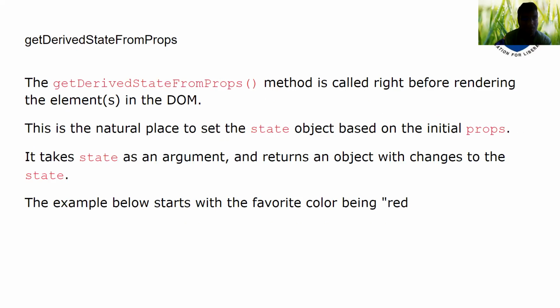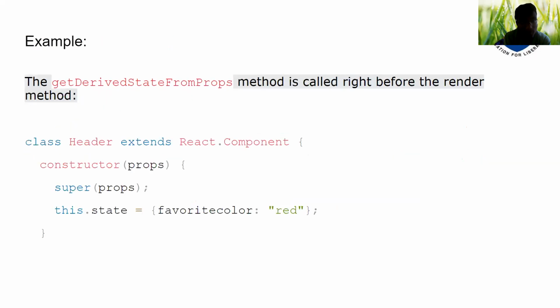getDerivedStateFromProps. The getDerivedStateFromProps method is called right before rendering the elements in the DOM. This is the natural place to set the state object based on the initial props. It takes state as an argument and returns an object with changes to the state. This example below starts with the favorite color being red.